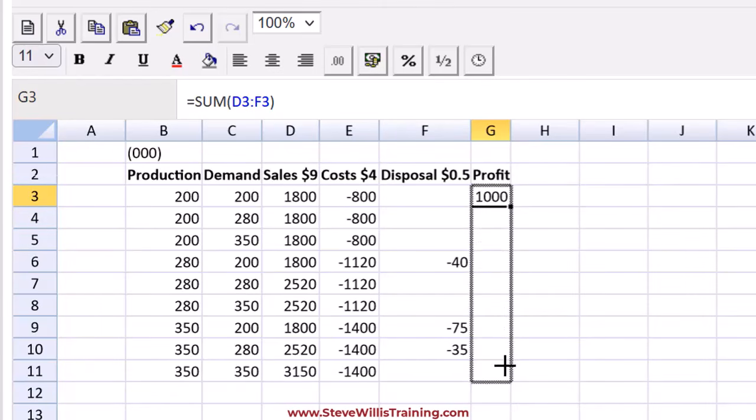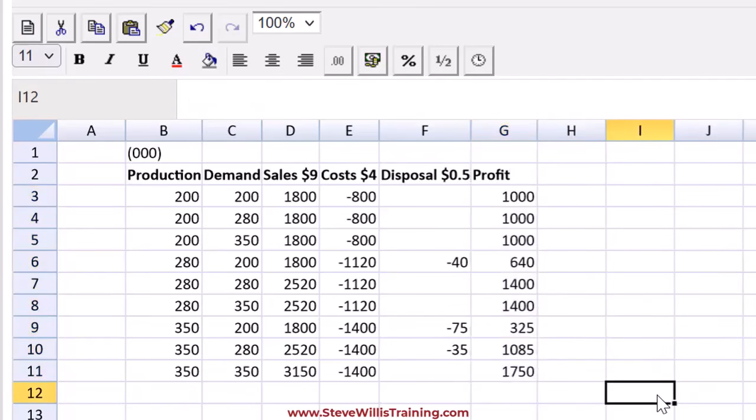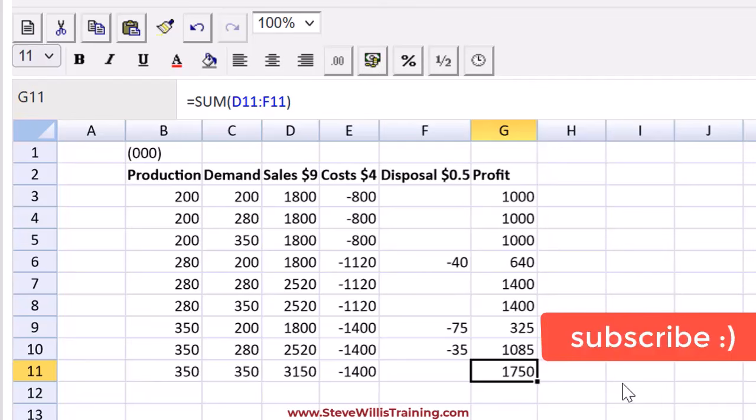Copy that down. That's a little bit crunched to me. I'm going to just make that a little bit wider. Friends, that is a profit table. If they were just asking us to find MaxiMax, I could pick the biggest number off of here and give that to the marking team, right? That would be 1750, produce 350.